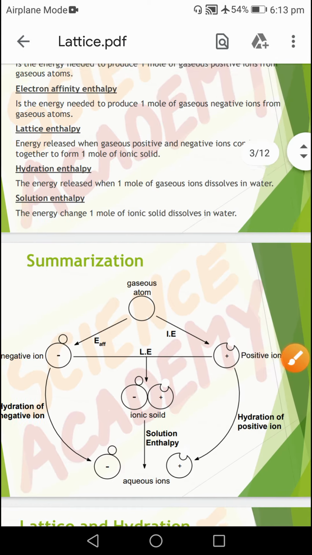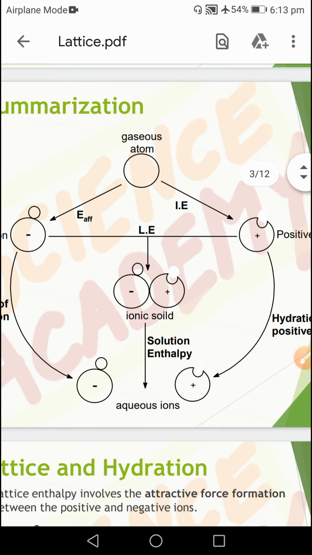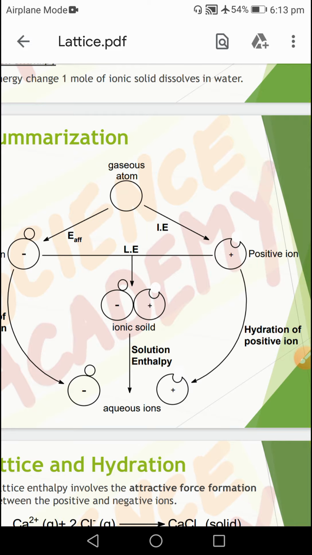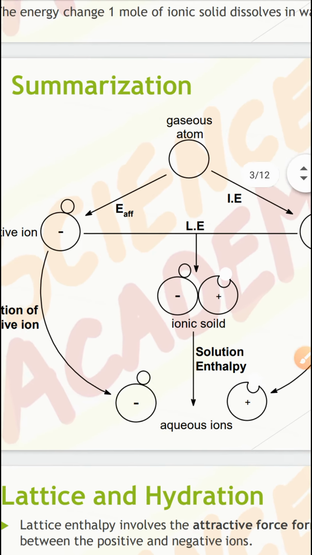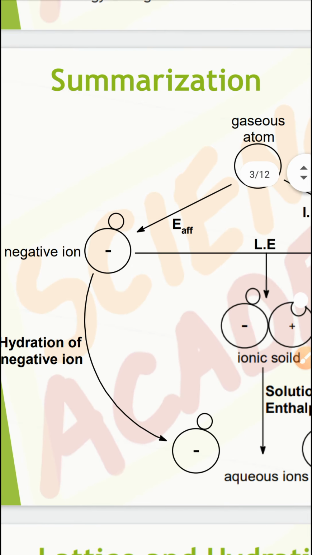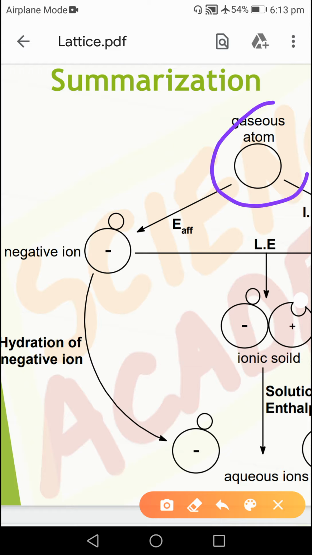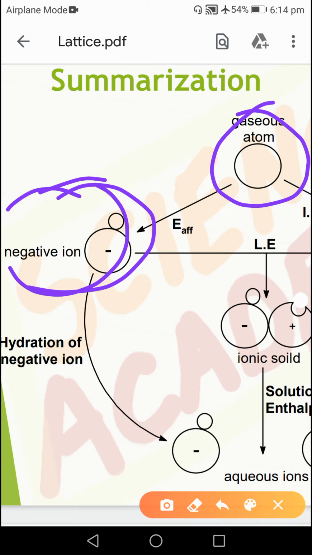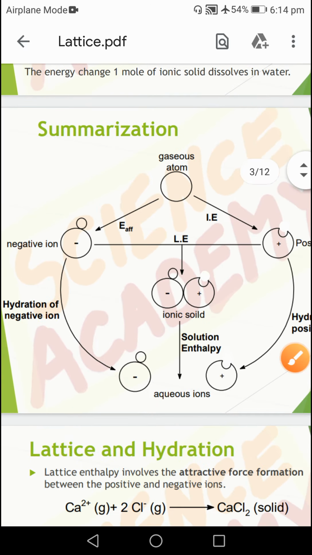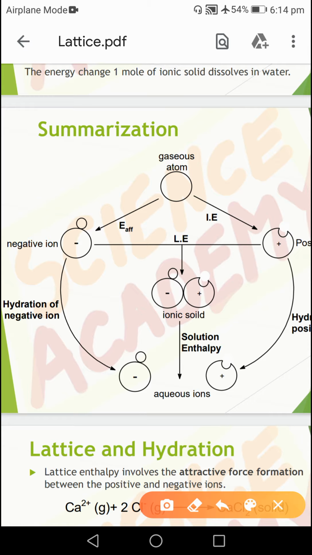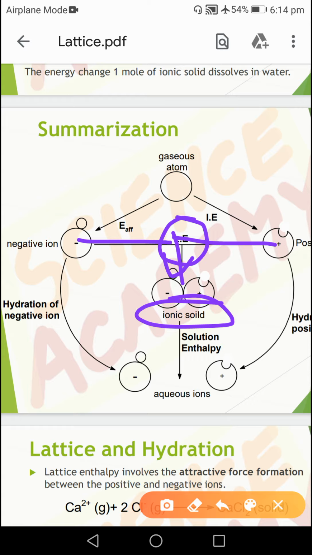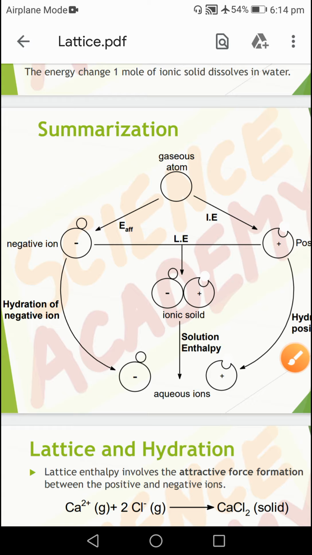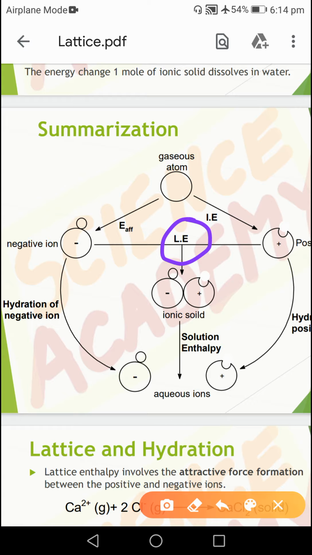Okay, so ionization energy. Ionization energy is the energy change when gaseous atoms form gaseous positive ions. And electron affinity is the energy change when gaseous atoms form gaseous negative ions. Okay? Now, what is lattice energy? When the negative ion and the positive ion combine together to form one mole of ionic solid, the amount of energy that is changed is what we call the lattice enthalpy.